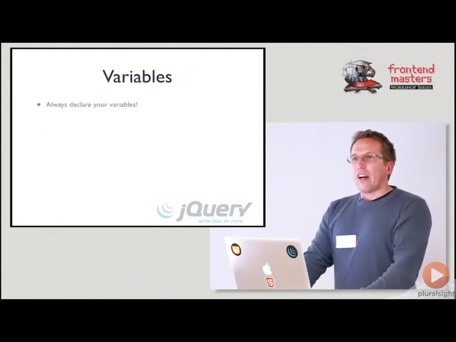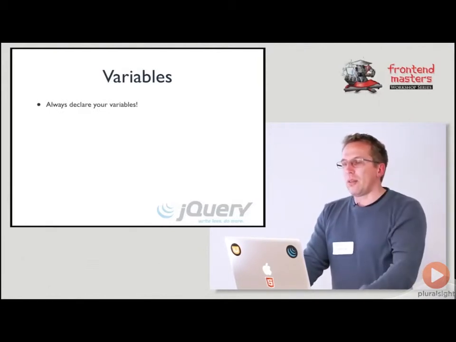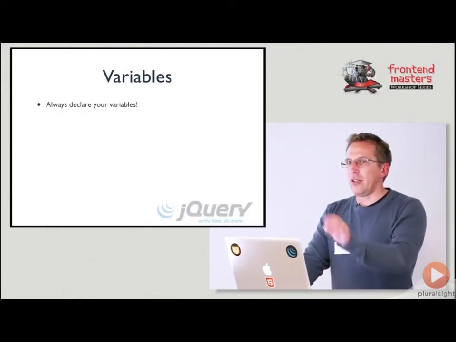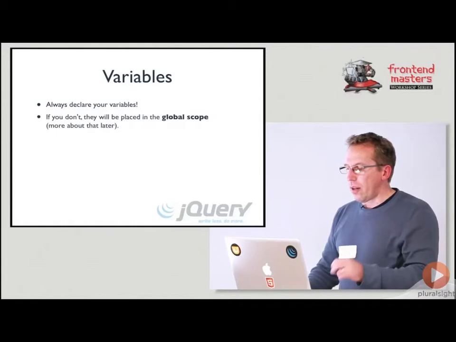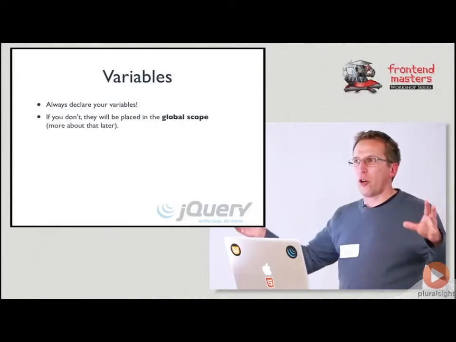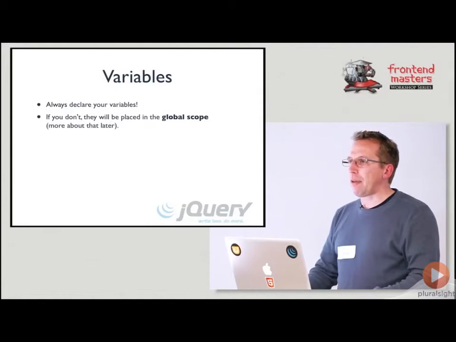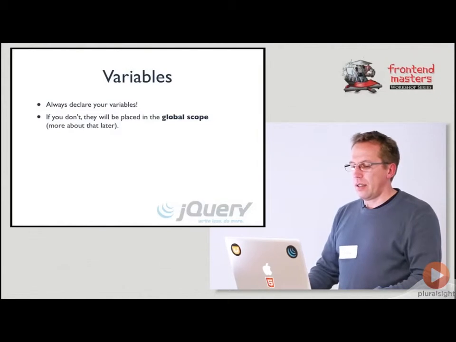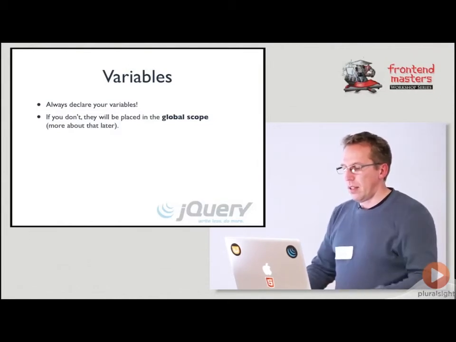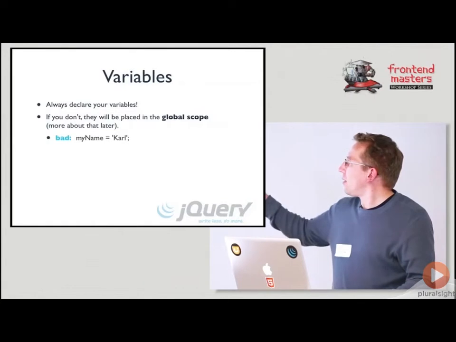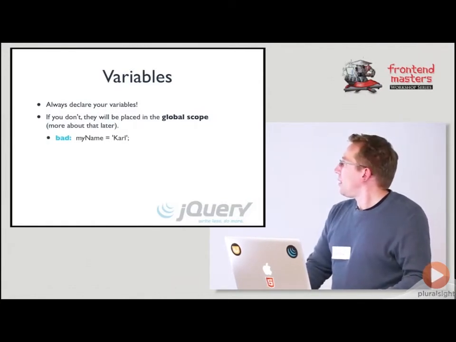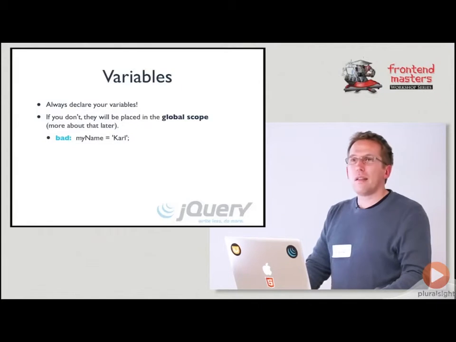Variables. Always declare your variables. What does that mean? You know what a variable is. It's something that you use to represent something else. Always declare them, because if you don't, they will be placed in the global scope. They will become properties of the window object, and that's not a good thing, especially if you're working on a large project. And what does it mean to declare your variables? It means not doing this: myName equals Carl. It means putting a var in front of it.